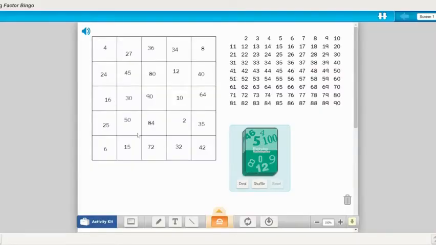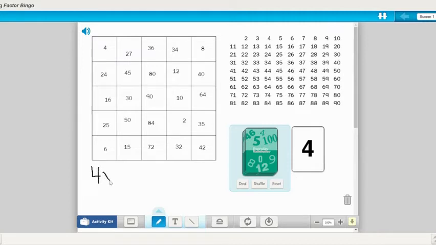Get ready. Bingo will work as you have your board filled with numbers. I'm going to deal a card. It says 4. 4 is a factor. This board is filled with products. So I have to take the 4. You're going to write this down on a separate sheet of paper, or the paper you were using for mental math. You can use that too.